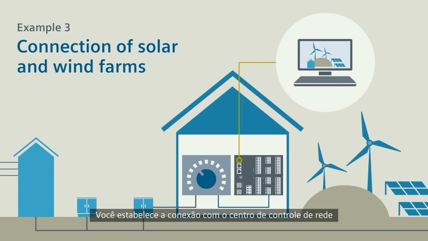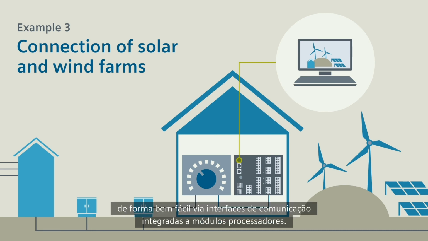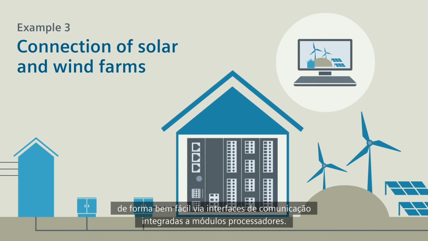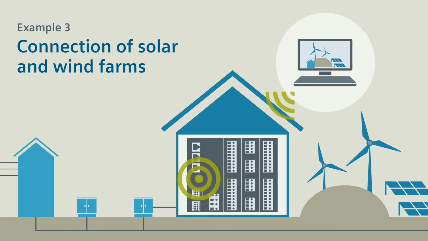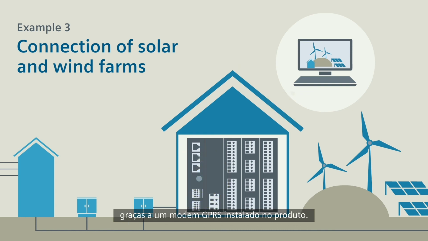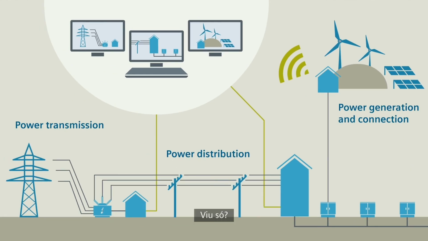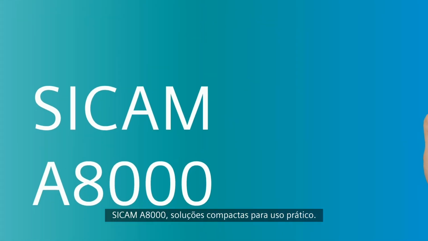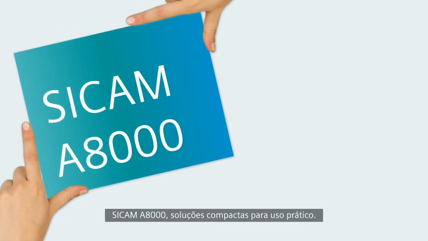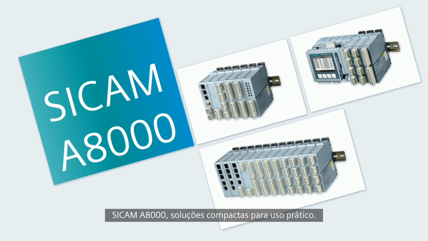You establish the connection to the network control center very easily via the communication interfaces integrated in the processor modules. With the CP8022 processor module, communication even functions wirelessly thanks to the built-in GPRS modem. You see? Sicam A8000 masters a wide range of challenges. Sicam A8000. Compact solutions for practical use.